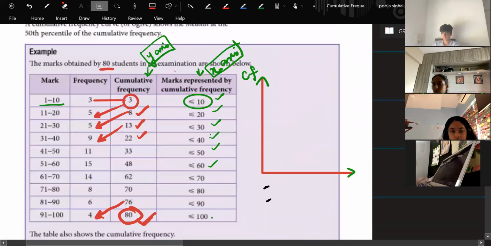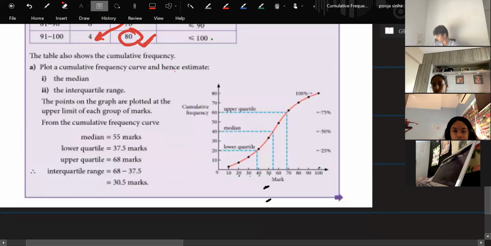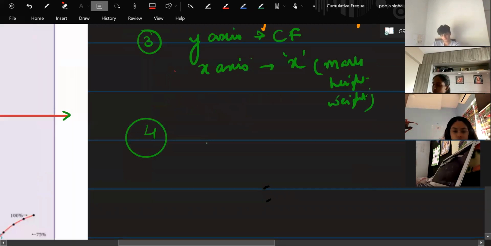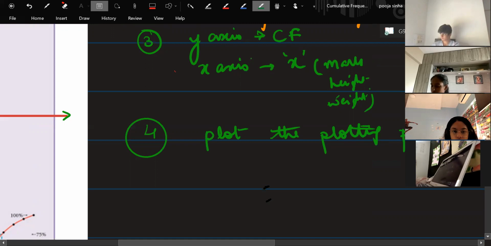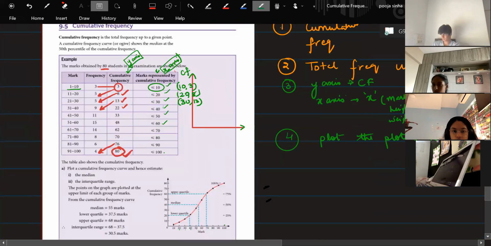What will be the first point that needs to be plotted? 10, 3. Next point which needs to be plotted? 20, 8. Next? 30, 30. Clear? Now that's what you will do. Uske baad. ये हो गया हमारा fourth point. What was the fourth point? Plot the points. What are the plotting points? Cumulative frequency and marks. You clear enough? What on X-axis, what on Y-axis?